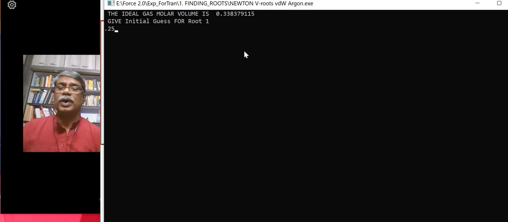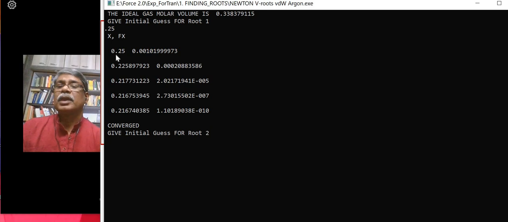So 0.25 is one guess, the maximum one that I'm giving, and you see it starts from 0.25 and the function is a very big one. Now it goes down and the function keeps changing. At the next step it goes down again, and the function is very small, then even smaller, and at 0.2167 the function is almost 0, what I expect. It is converged, meaning the two consecutive values differ by less than 10 to the power minus 5.